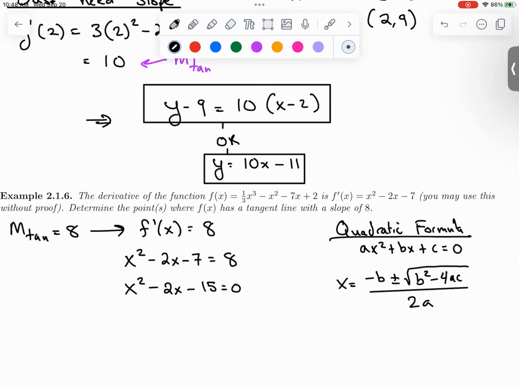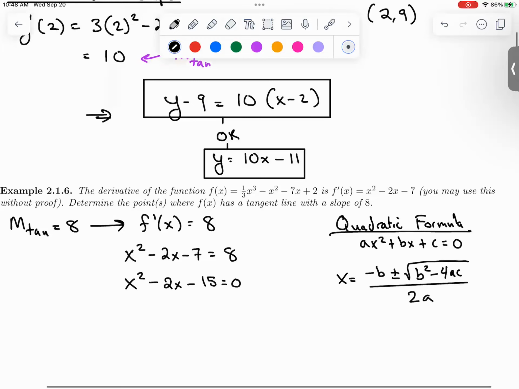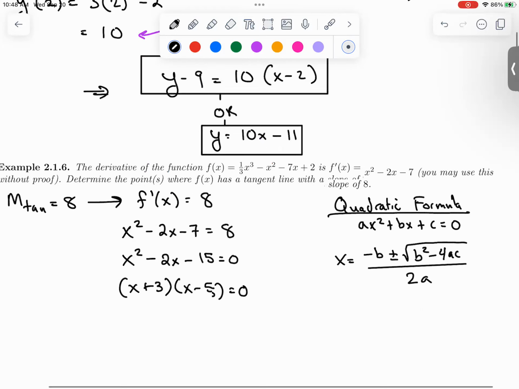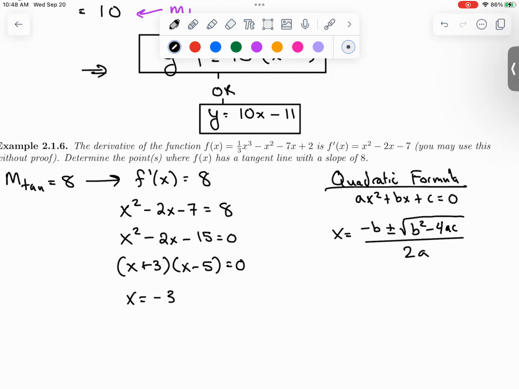So that's the quadratic formula. You can use that to solve these things as well. But always try and factor it by hand if possible. It's usually quicker than having to deal with that. So x plus 3 times x minus 5 equals 0. That gives us x equals negative 3 and positive 5.